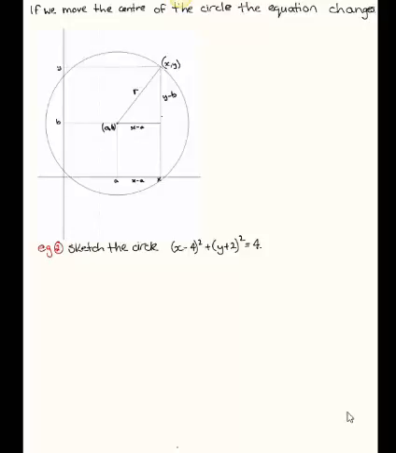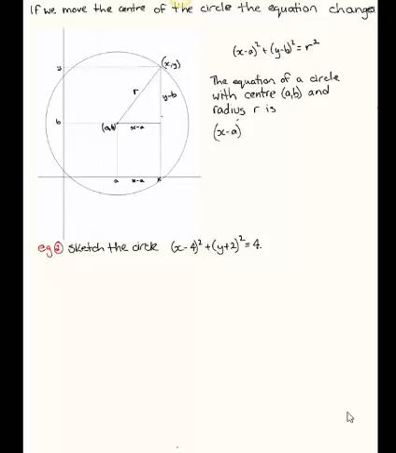So again, using Pythagoras, we're now going to get (x - a)² + (y - b)², and that is going to be equal to r². That's what Pythagoras tells us. And that's how we come up with the formula for a circle. So let's have a look.